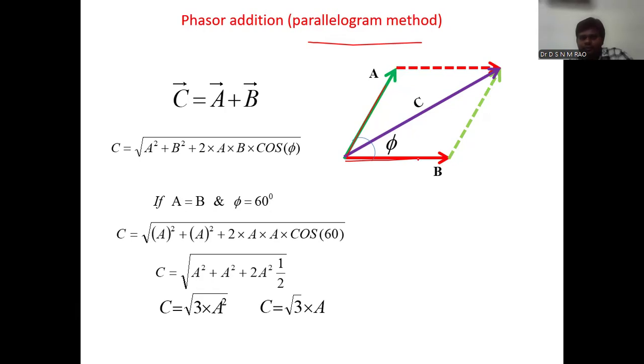If you want to add this vector with this vector, draw the parallel line. Similarly, draw this parallel line, and both will intersect here. This is the resultant vector C. So C equals the vector addition of A plus B. For getting C, C equals square root of A squared plus B squared plus 2AB cos phi. How do we get this formula? If you extend this graph, here 90 degrees will be made.